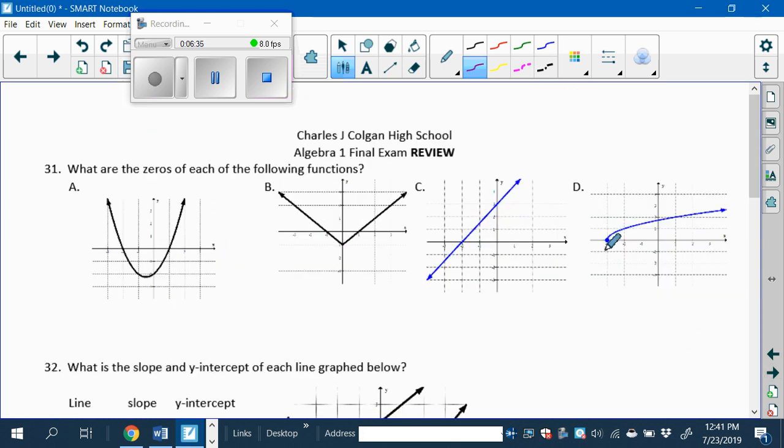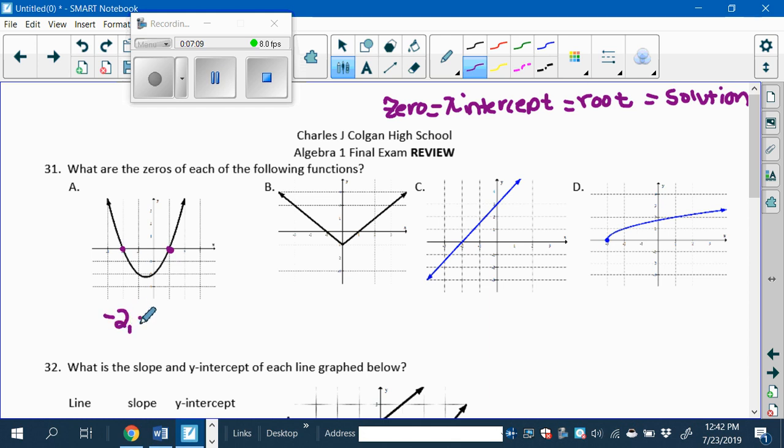Okay, zeros. One of the things that I want you guys to remember, and this is a question right after your final exam, is that zeros, other words for zeros, 0 is equal to an x-intercept, which is equal to a root, which is also a solution. So here, this function has 2 zeros. So when we name this, we always do our x value first. So this is going to be -2, 0, and this is going to be 1, 0.